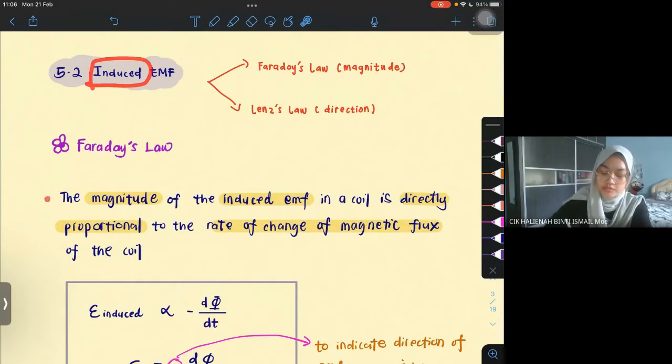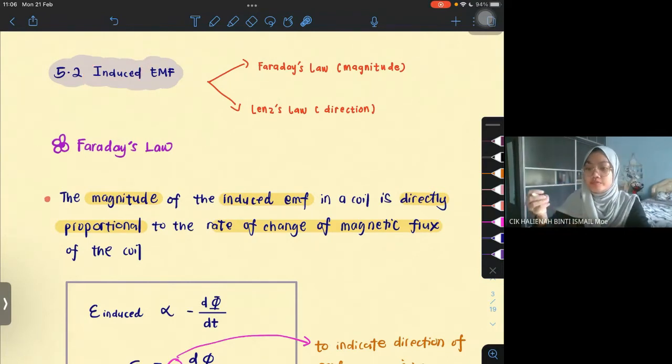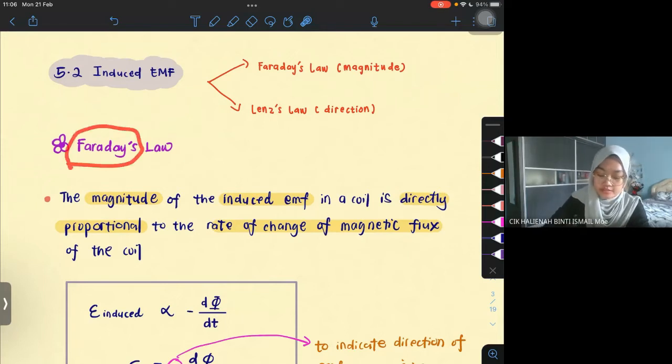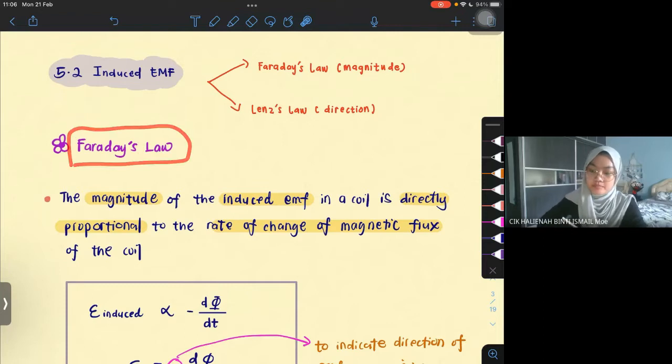Perkataan induce di sini bermaksud, Miss cakap tadi EMF ni adalah type of voltage, right? So induce voltage, kita boleh cakap lah, induce voltage is actually a voltage that is produced from magnetic field. Okay, from magnetic field. Macam mana kita membuat benda ni? Okay, so this induced EMF is first discovered by a scientist named Michael Faraday. So that's why dekat sini kita akan apply Faraday's law. So Michael Faraday ni dia buat satu eksperimen and dia discover, oh, we can produce electricity from the magnetic field without connecting to a battery.